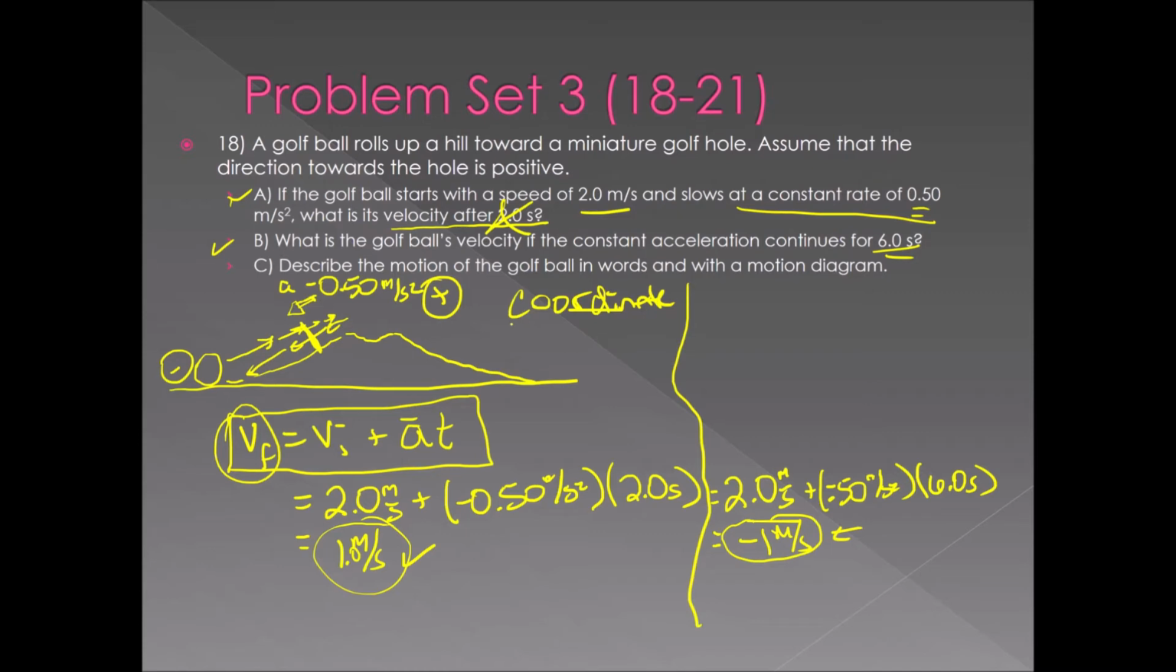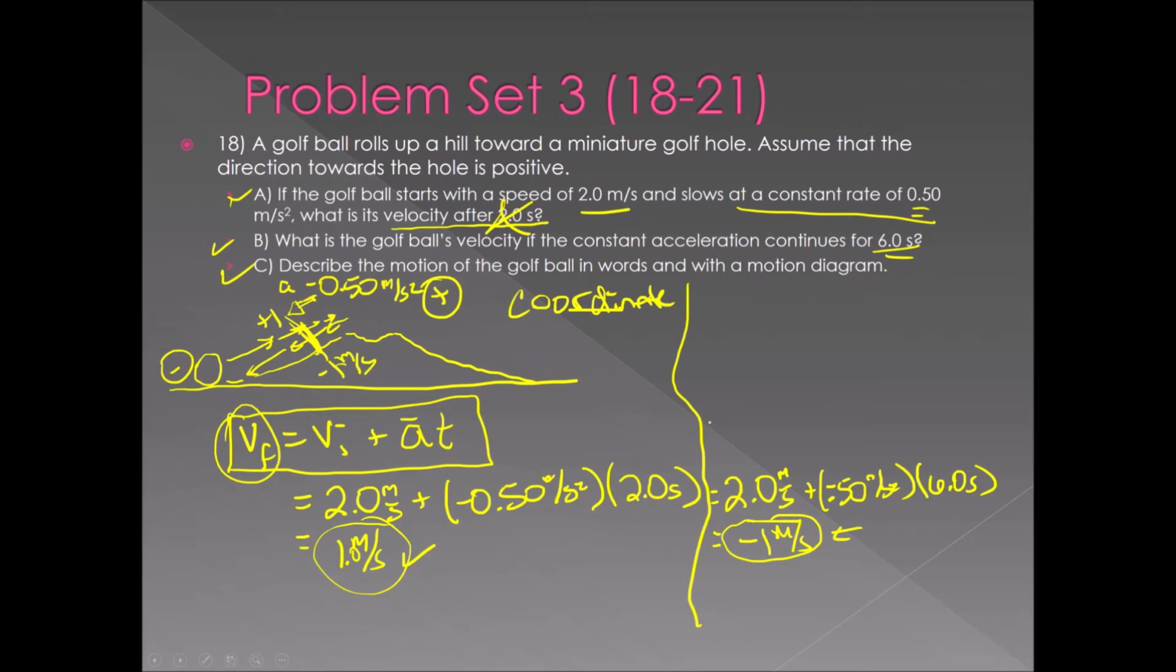Now the cool thing about this is the velocity is the same in magnitude on opposite sides of the trip. That means if the velocity was +1 here going up the hill, at the same position going down the hill, it should be at -1 meter per second. Lastly, describe the motion of the golf ball in words with a motion diagram. We kind of did that. Go ahead and put it in your own words.